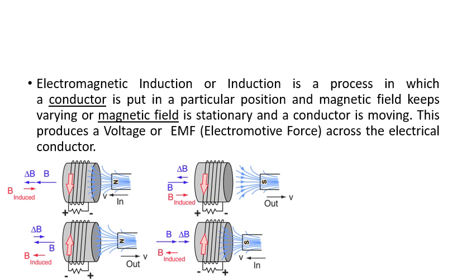So electromagnetic induction, or induction, is a process in which a conductor is put in a particular position and the magnetic field keeps varying, or the magnetic field is stationary and the conductor is varying. We have shown here that either you are pushing your magnetic field inside or outside, or you are also having a current flowing in this. So flux is changing and you are getting the results.